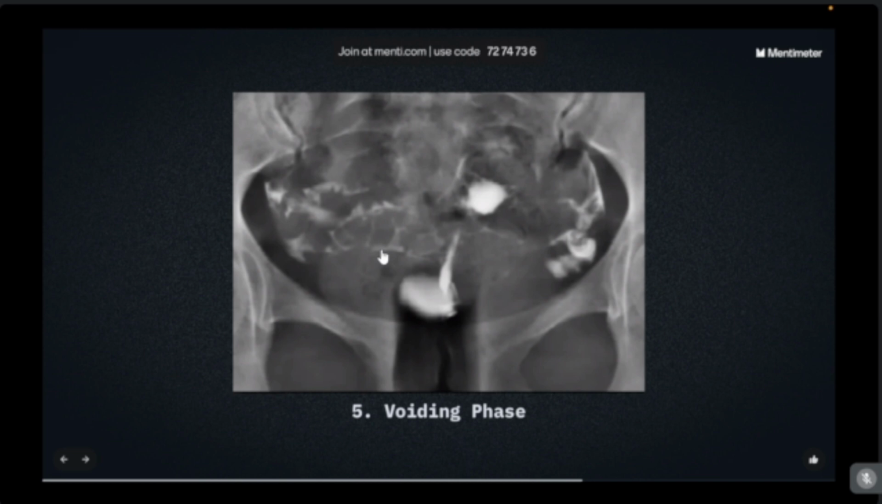Because the contrast will be spilled and we will have the voiding image. And it will provide us with a view of the isthmus and cervical canal. So here you can see the isthmus and cervical canal.